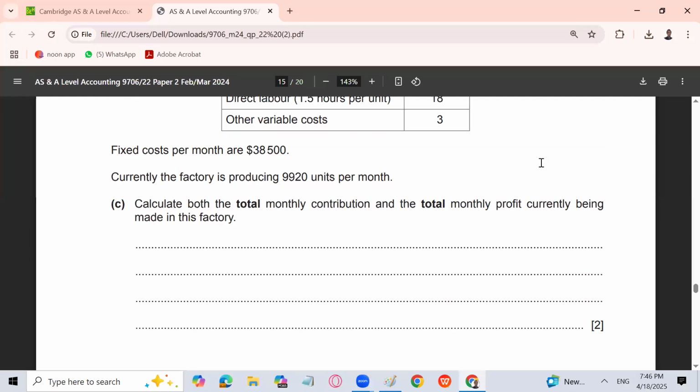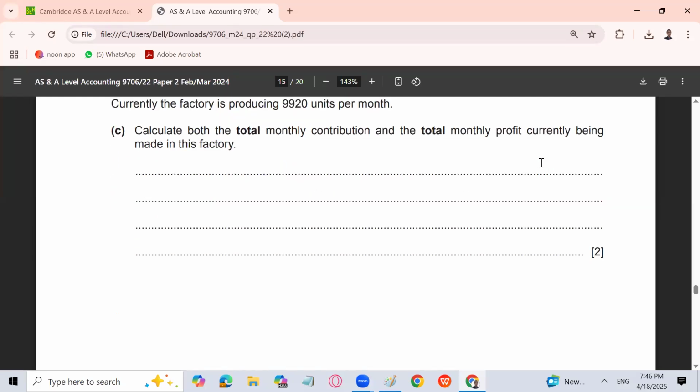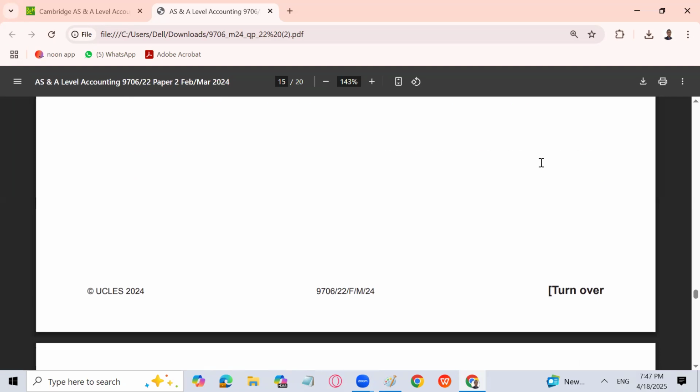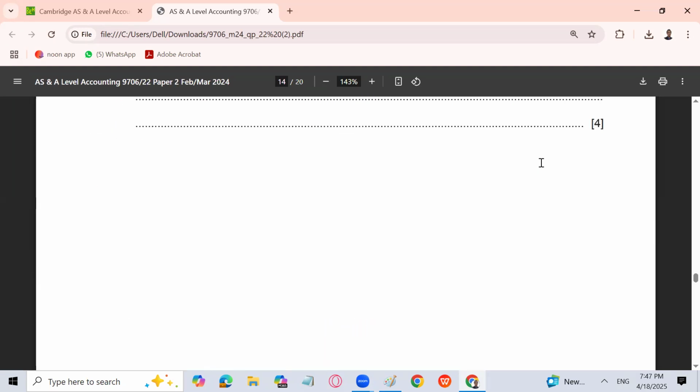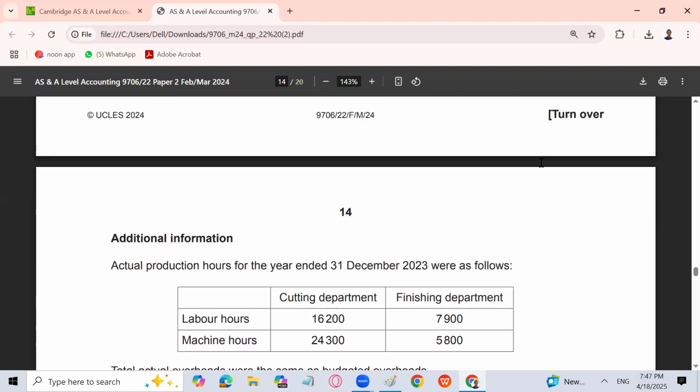Today we are going to solve the question of absorption and marginal costing, both from AS accounting. The paper is February, March 2022, question number 4. The 22 variant is the only variant in February, March, and we are going to solve question number 4, which includes both absorption and marginal costing.